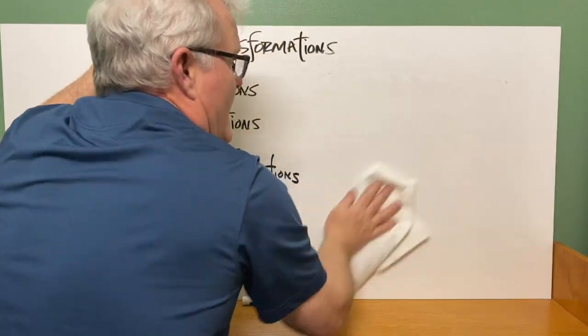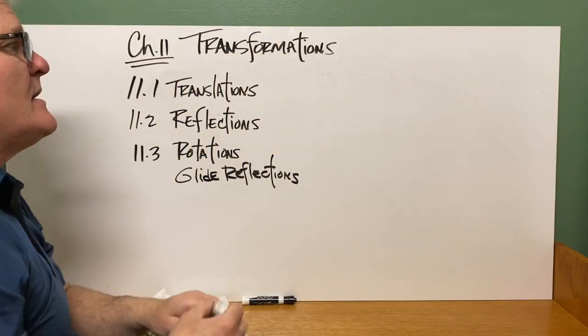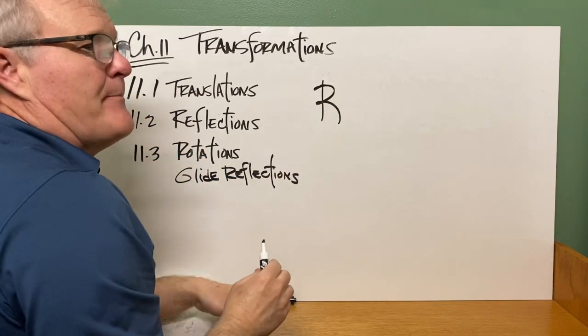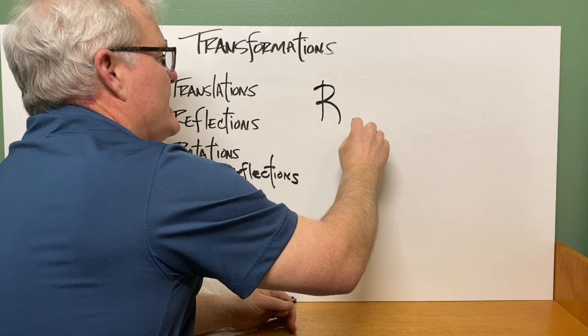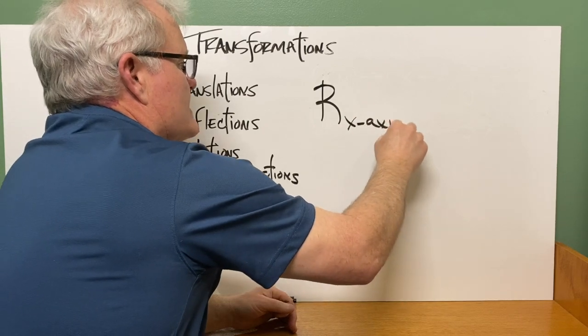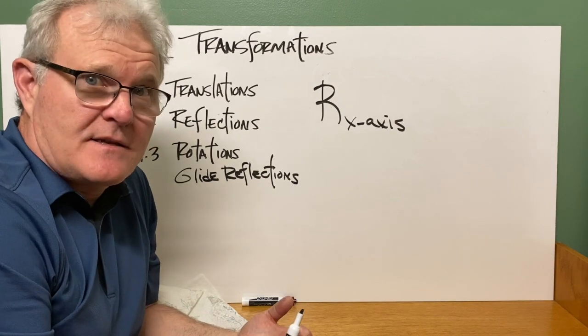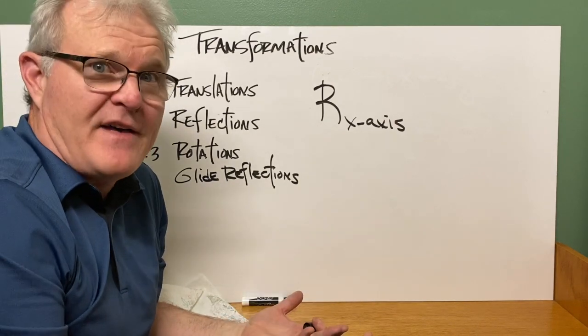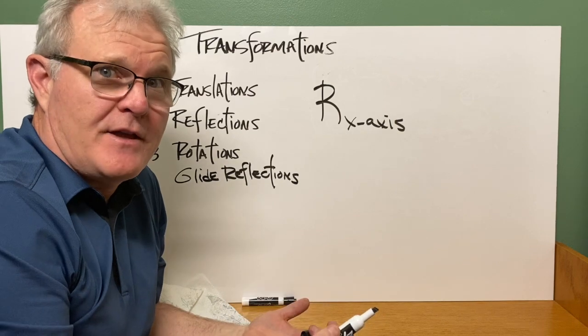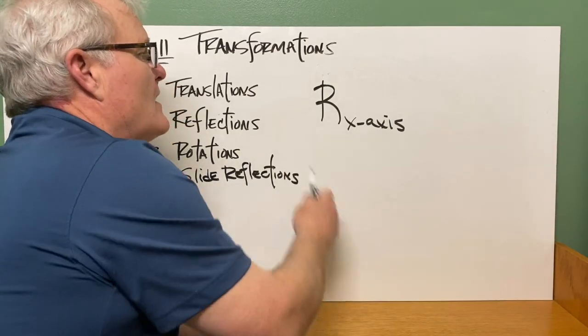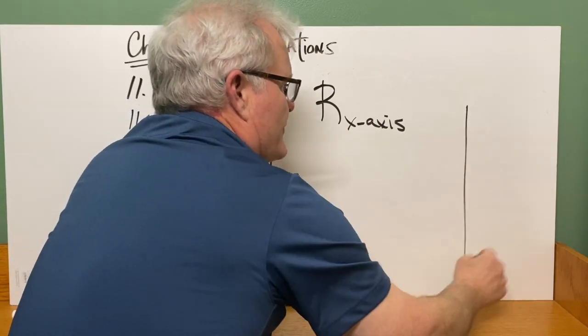The second one we had was a reflection. For a reflection, what you need is the line of reflection. So capital R, let's say we want to reflect it in the x-axis. So the common ones are the x-axis, the y-axis, x equals some value, y is equal to some value, or y equals x. So there's a few different ones you could have. The x-axis, y-axis are probably the simplest ones.